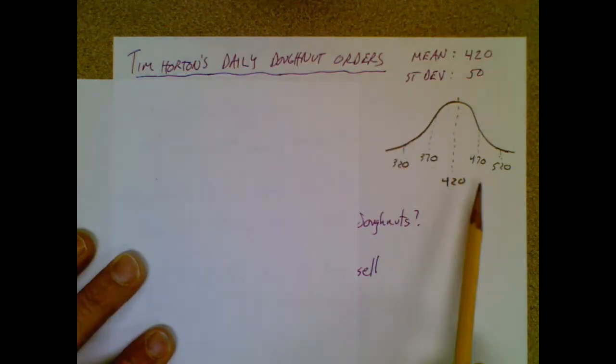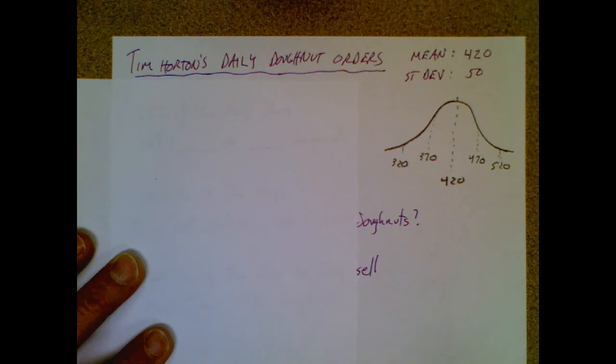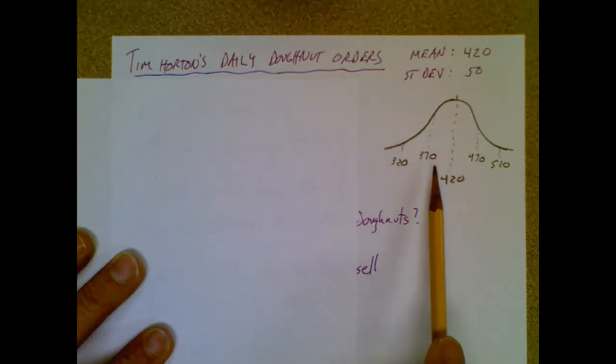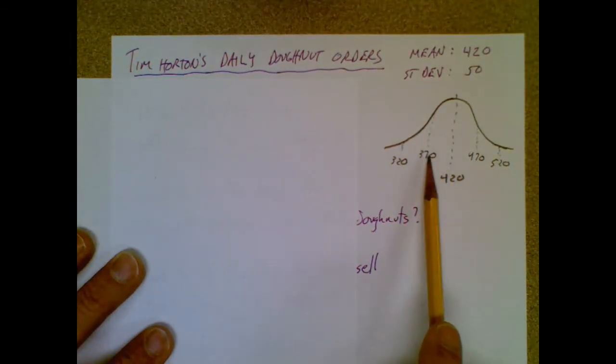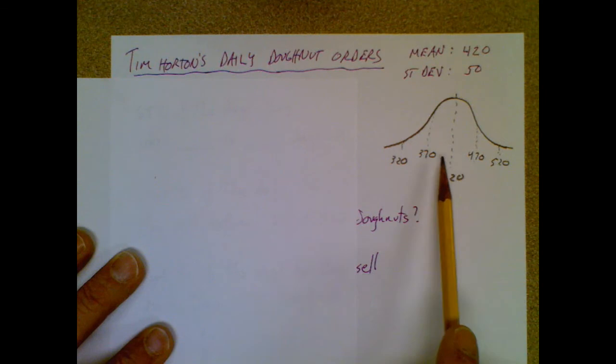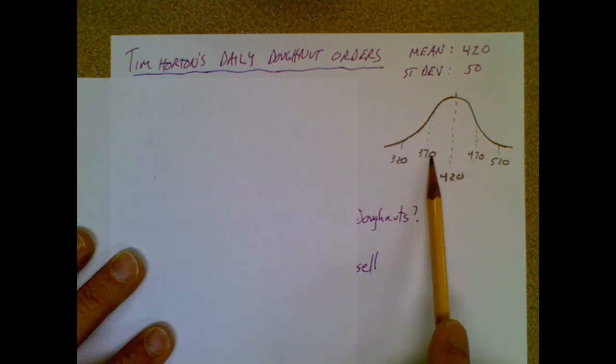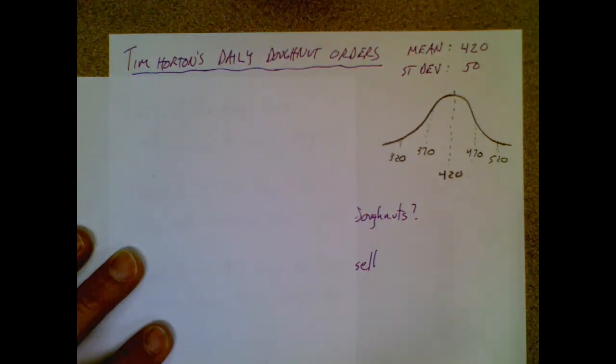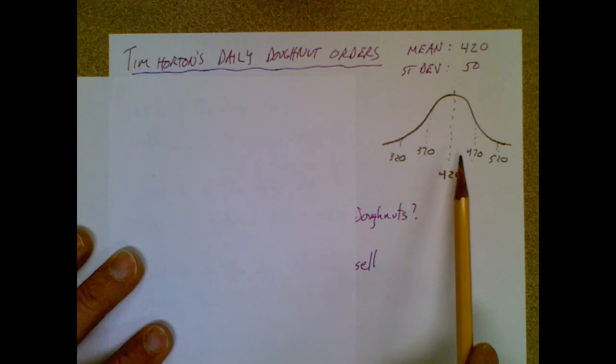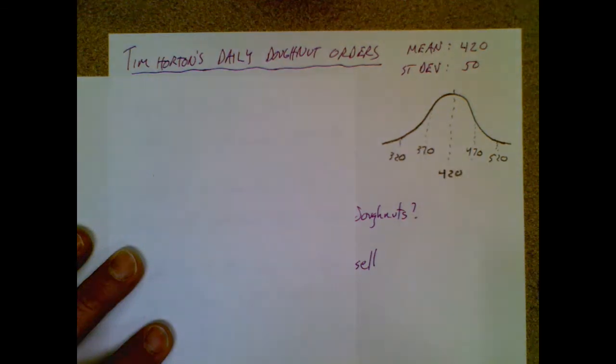So now I can just look at this, and as a Tim Hortons manager, I can know that there's a 68% chance that I'm going to sell between 370 and 470 donuts in a given day, because the normal distribution tells me 68% of the data falls between 1 and -1 standard deviations from the mean.